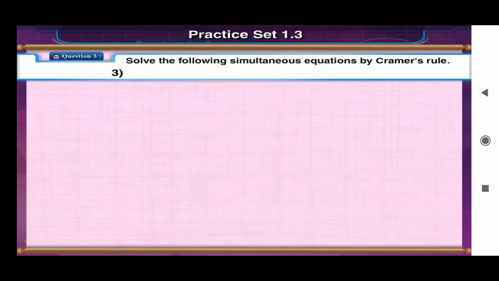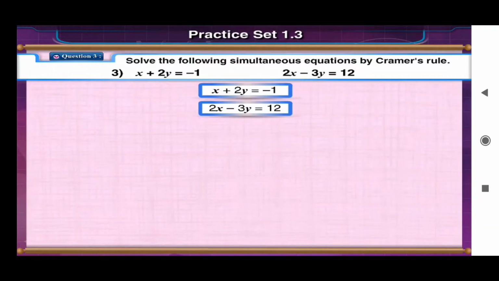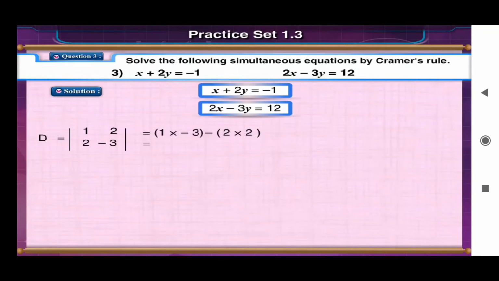Three. x plus 2y is equal to minus 1 and 2x minus 3y is equal to 12. D is equal to determinant of 1, 2, 2, -3. So that is equal to 1 into -3 minus 2 into 2, which is equal to minus 3 minus 4, that is equal to minus 7.